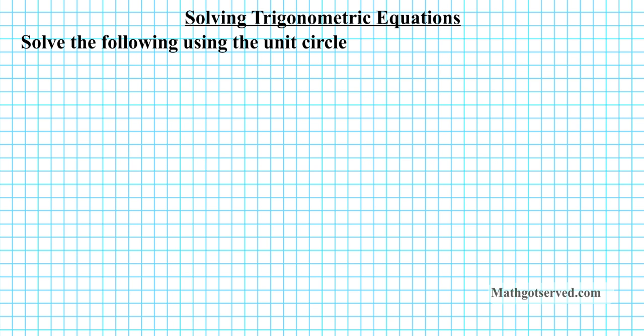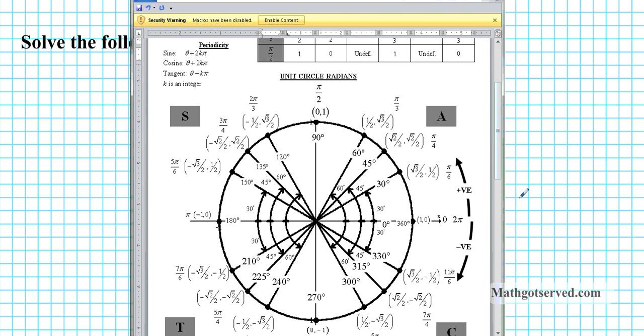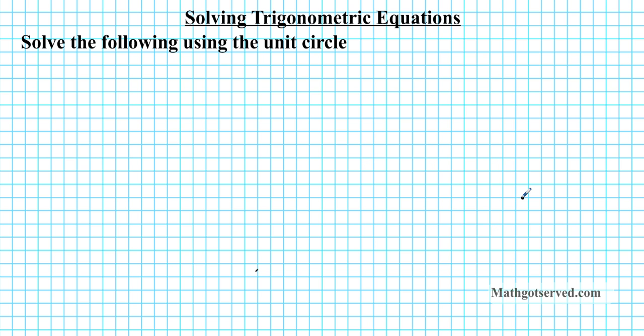Good day, students. In this clip, we're going to be going over 4 examples on how to solve trigonometric equations using the unit circle. So in order to get started following these examples, you need to have your unit circle. I have a virtual copy of my unit circle here that I'll be consulting during the problem solving process. All right, so let's go ahead and take a look at the first question.